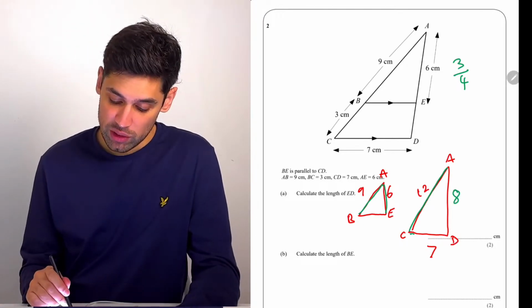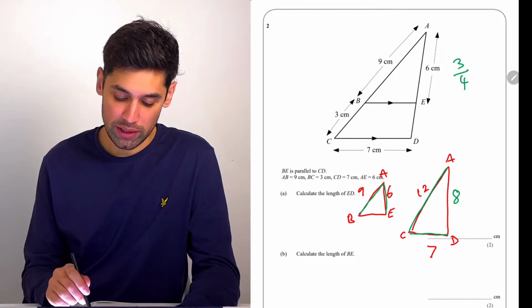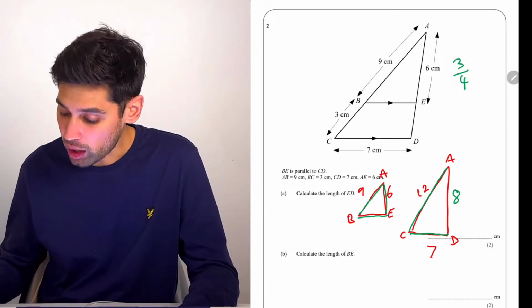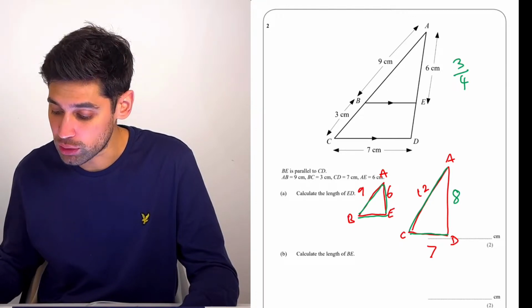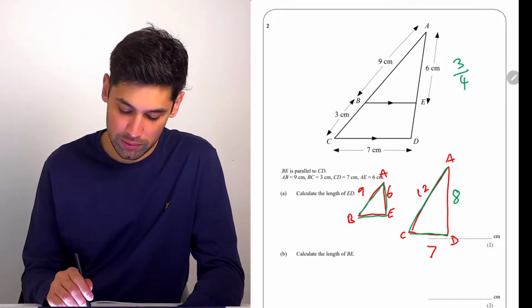Now, with these ones down here, this one is 7. So we want to find the equivalent length, which is that. And this time we are going to do 7 times 3 quarters because that's going to make it smaller, 5.25.